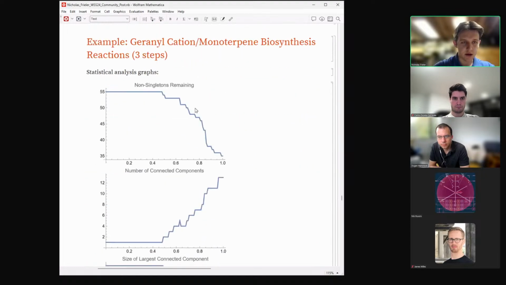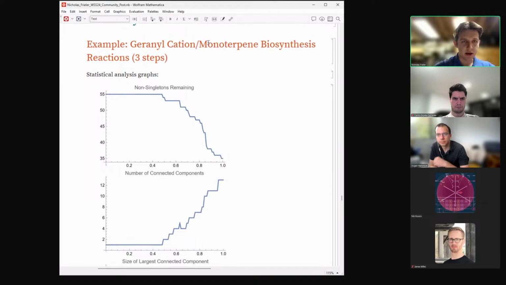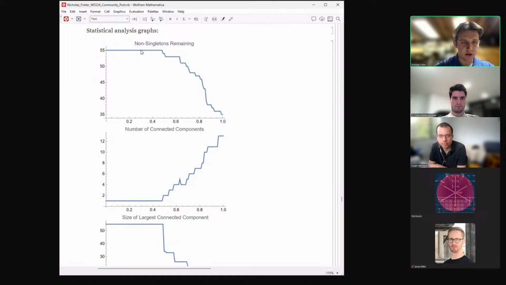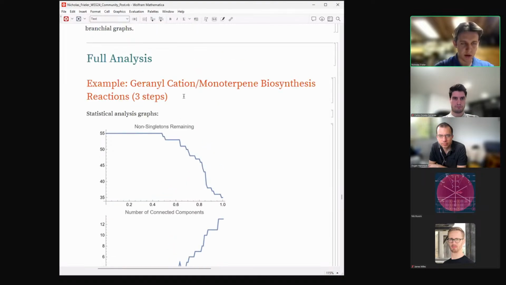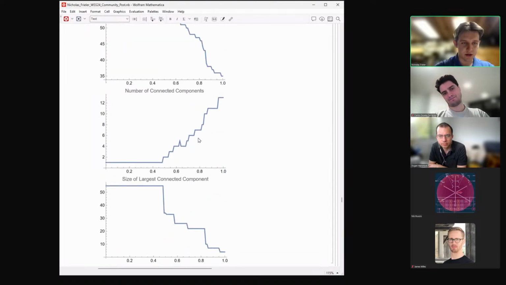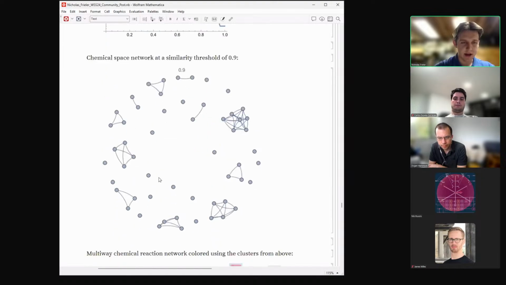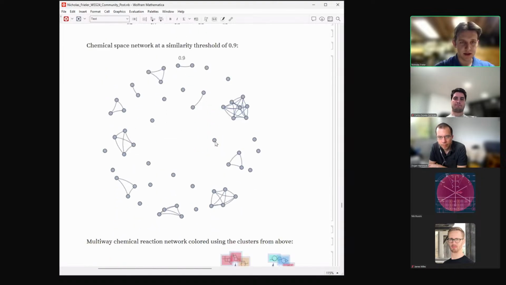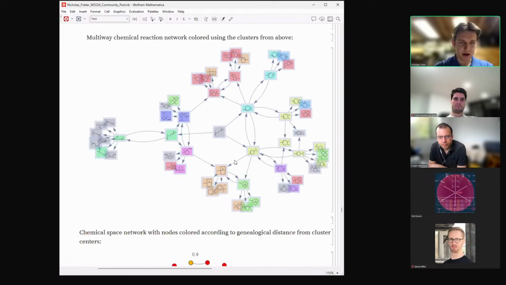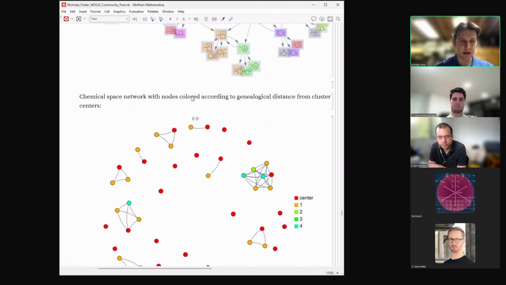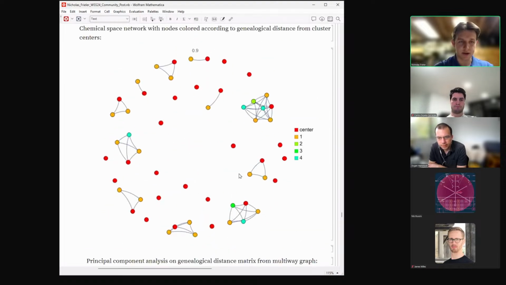And then going through an example, the monoterpene biosynthesis, the same sort of thing we looked at before. For going only 3 steps out, you get these sort of graphs we saw before with steep drop-offs in the size of the connected components. And then you can see this graph here for the chemical space network with this threshold of 9 and a nice diversity of sizes of these clusters. It's not like they're all in groups of 2 or 3. And you get this graph that we saw previously. And here's what the chemical space network looks like if you only carry it out 3 steps.